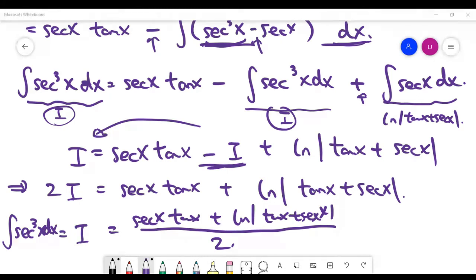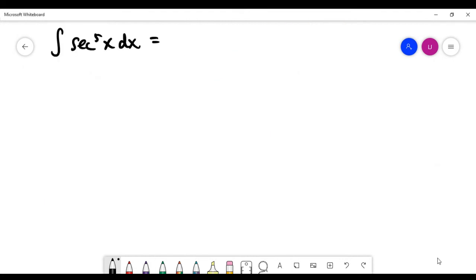And at the end, we're resolving it by a reduction formula because both the left and right sides have the same term, which is I, the integral of secant cube x. And let's see what's happening for secant to the power 5x. I try to be slightly faster here because I'm using the same strategy as we did for the secant cube x integration.